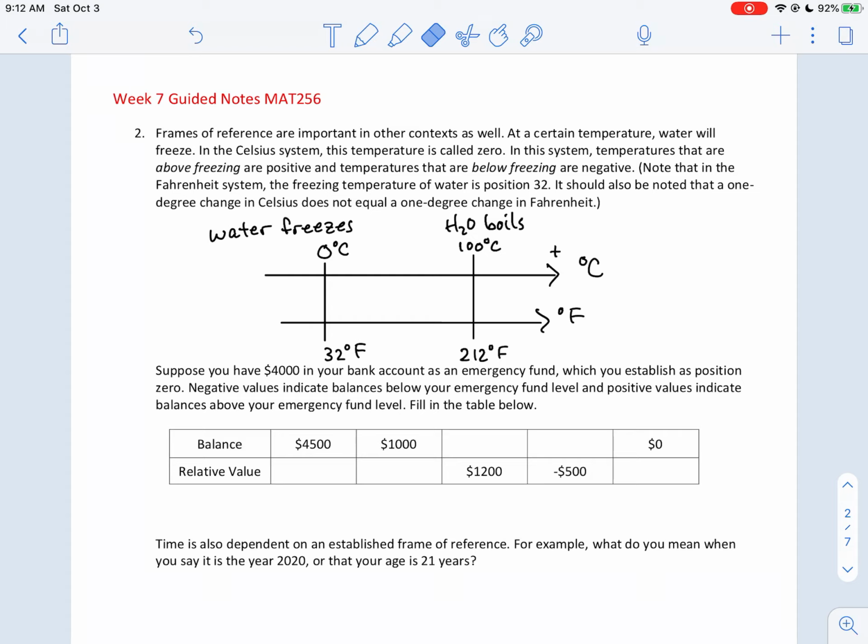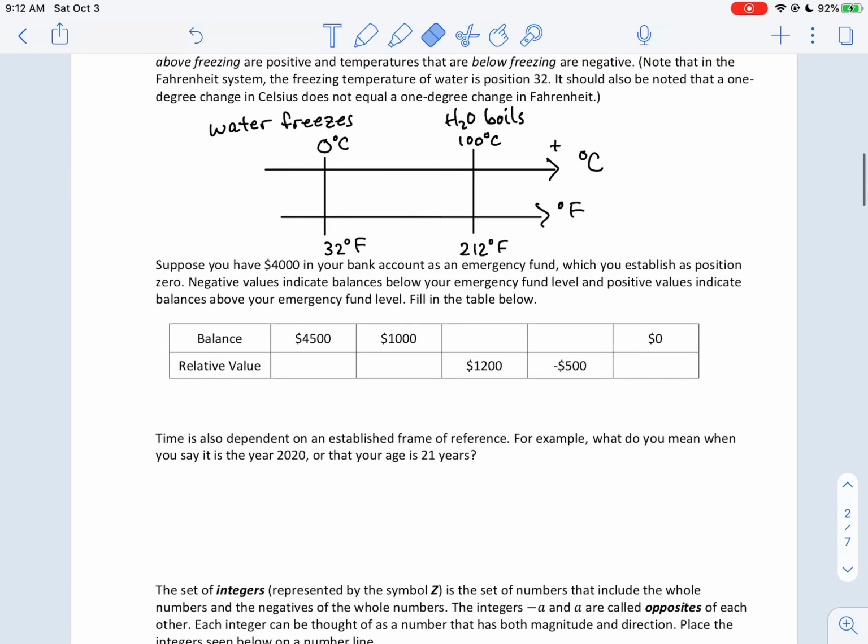But here we obviously have some frames of reference going on. So when I say, hey, it's 72 degrees Fahrenheit outside, what I'm saying is that we are 40 degrees above freezing. Or if I say in Celsius that it's 26 degrees Celsius outside, I'm saying it's 26 degrees warmer than 0, which is the freezing temperature of water. So when you give a temperature, it's all relative to some position we call 0.